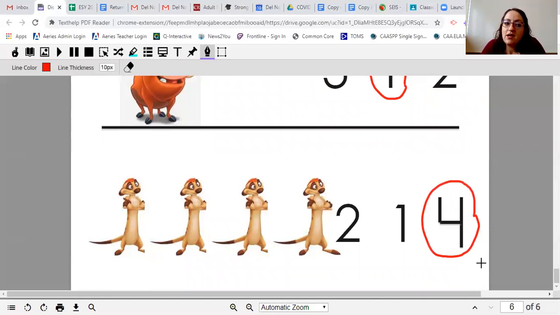Good job, guys. Way to go. And you did really awesome. And that is it for our quick little counting worksheet.